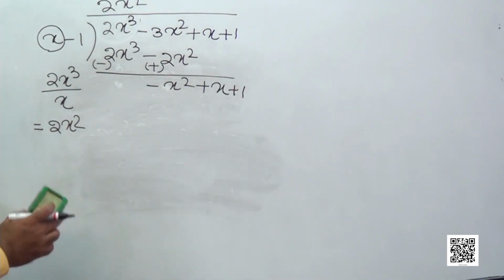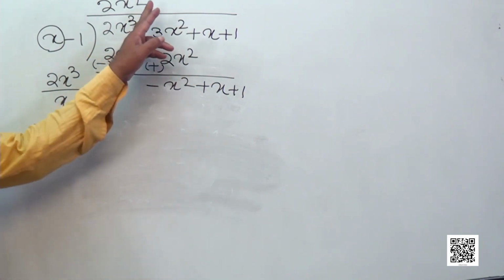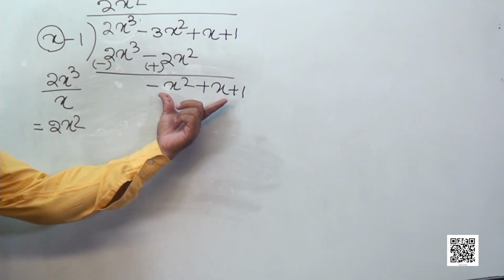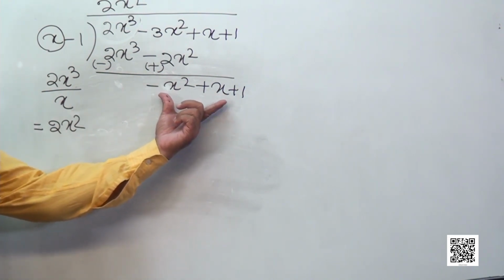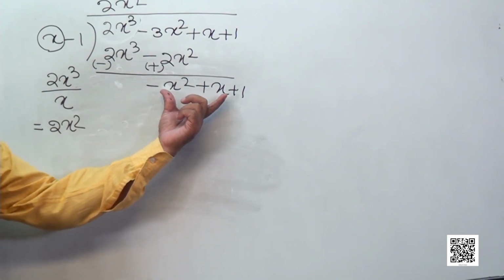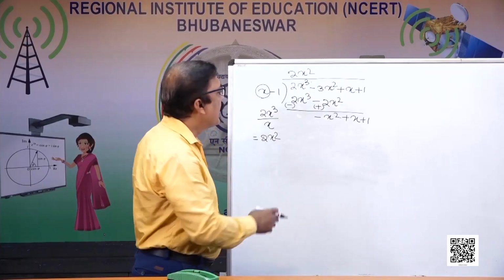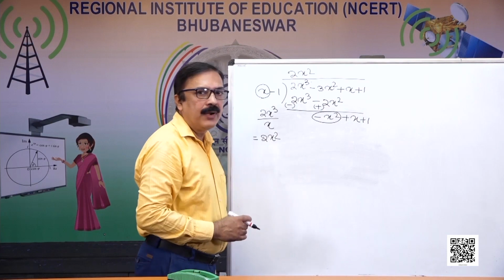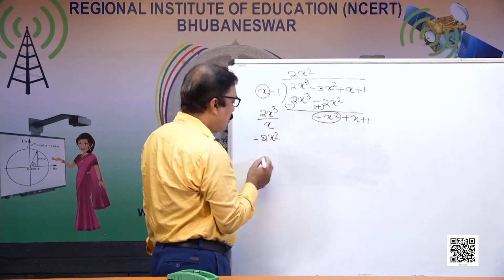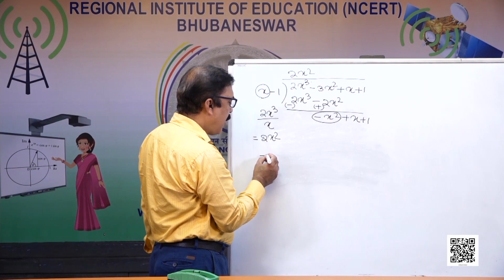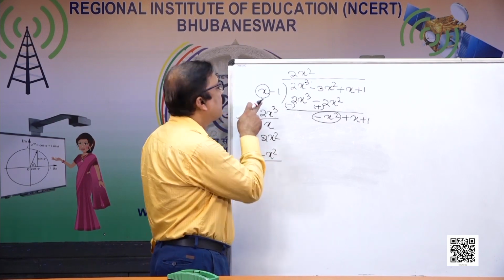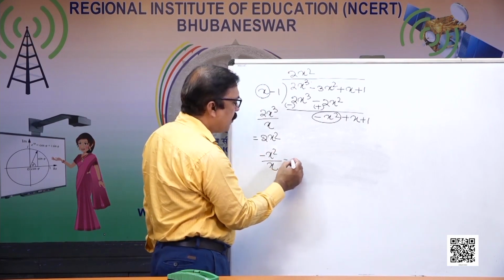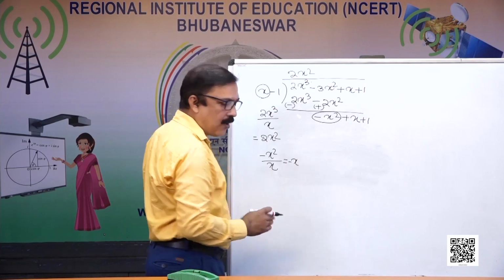Now to find the second term of the coefficient, we have to consider this remainder as the dividend, the new dividend. So to get the second term, consider the first term of the new dividend. We have to divide minus x square by the first term of the divisor, that is x, that gives minus x.